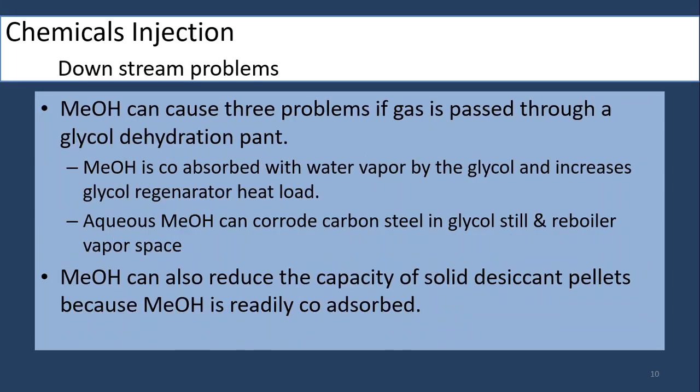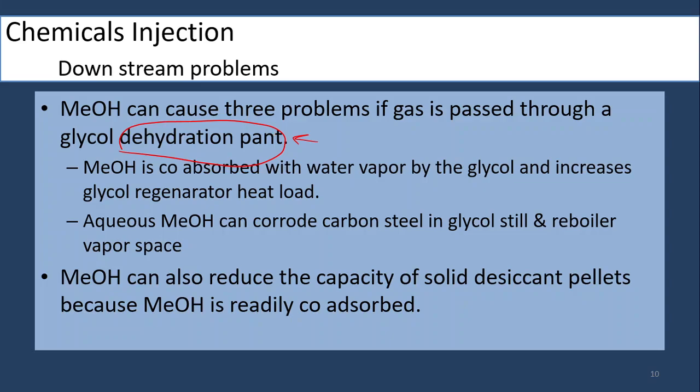So now the next point is downstream problems. On the basis of downstream problems, methanol can cause problems if the gas is passed through a glycol dehydration plant. Downstream problem means that if you are using these chemical injection techniques at the very starting level of the natural gas, ultimately we need to remove it permanently in the dehydration plant. So downstream problem means when this natural gas is being treated in the dehydration plant, it is being treated for the permanent solution. So what problems arise because of these conditions?